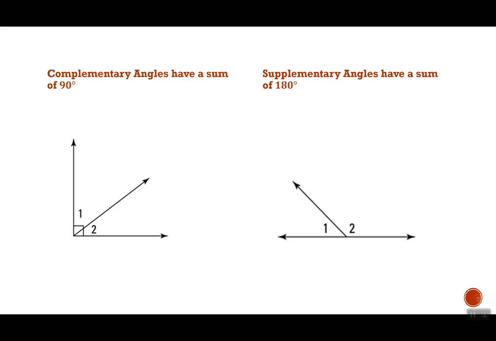Let me give you a couple more names of angles. Complementary angles come where two angles come together and form 90 degrees. Again, you can see that little box to say that's 90 degrees. And then supplementary angles have a sum that come out to be a straight angle, so they're at 180 degrees.